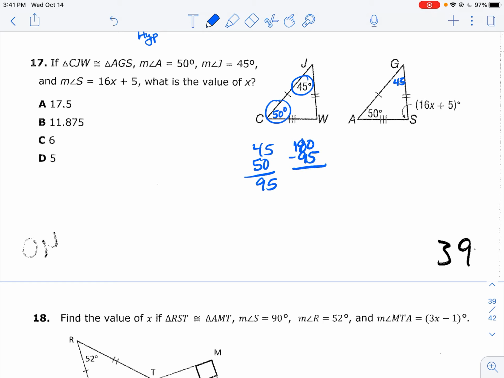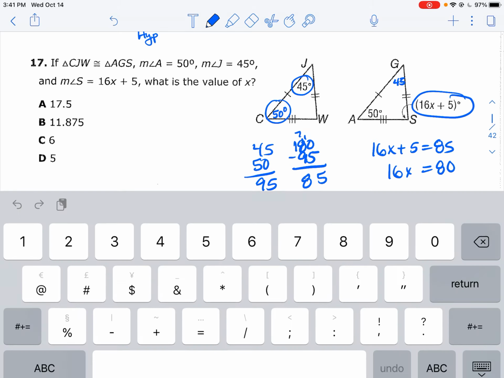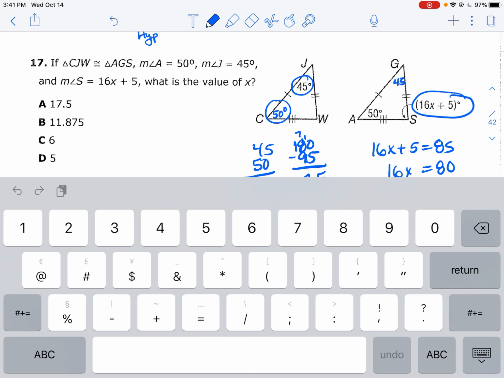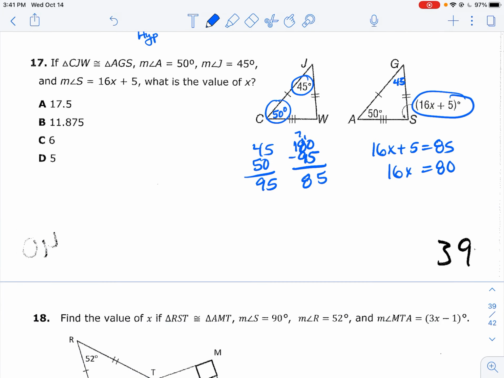Okay, so 180 minus 95, let's see, that gives me 85. So I know that this base angle right here is going to equal 85. If I subtract 5 from both sides, that'll give me 80. And let's see, what's 80 divided by 16? I'm going to grab my calculator real quick. 80 divided by 16, and x is equal to 5. All right, I think that's all I'm going to do.